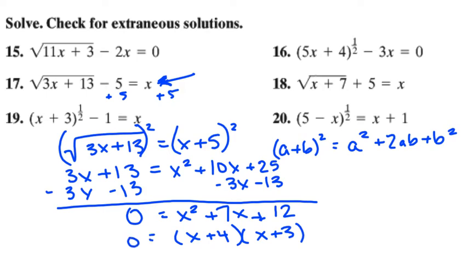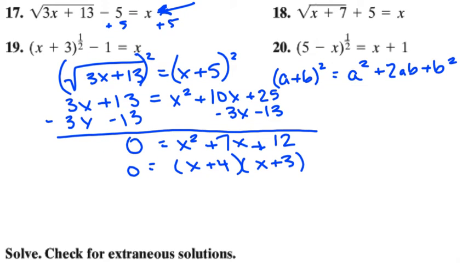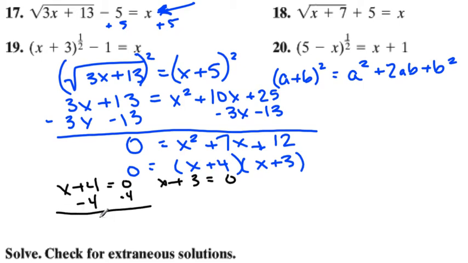All right, now these are both set equal to 0, so we need to solve each of them. So we have x plus 4 is 0, or we have x plus 3 is 0. So subtract 4, x is negative 4, or we subtract 3, and x is negative 3.